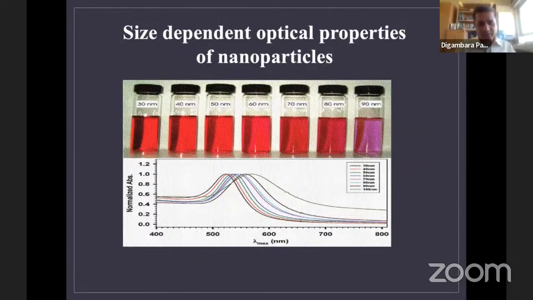One of the most popular examples is gold nanoparticles, where you can tune the color depending on the size. As you see, at 30 nanometer it was red, then you can go to a violet color at 90 nanometer. And 2 days ago, as you know very well, quantum dots got the Nobel Prize in chemistry. We have also worked on some nano quantum dots, but I will not be talking about them today. We can manipulate the size of the nanoparticles and change the optical properties.